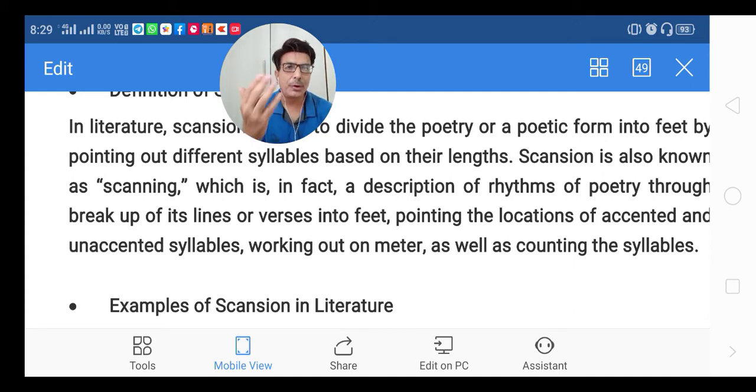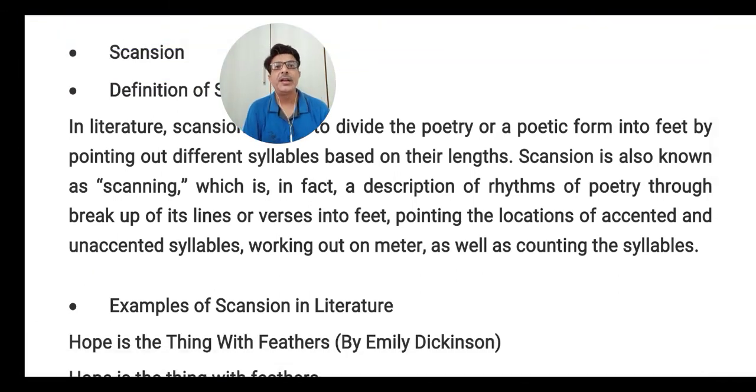In prose, what happens? The prose is written in paragraphs. So, at the most, you can divide the paragraphs into sentences, and the sentences can further be divided into words. In the same manner, in poetry, the poet uses stanzas, and stanzas are further divided into lines, and these lines are further divided into words, but words are divided into syllables.